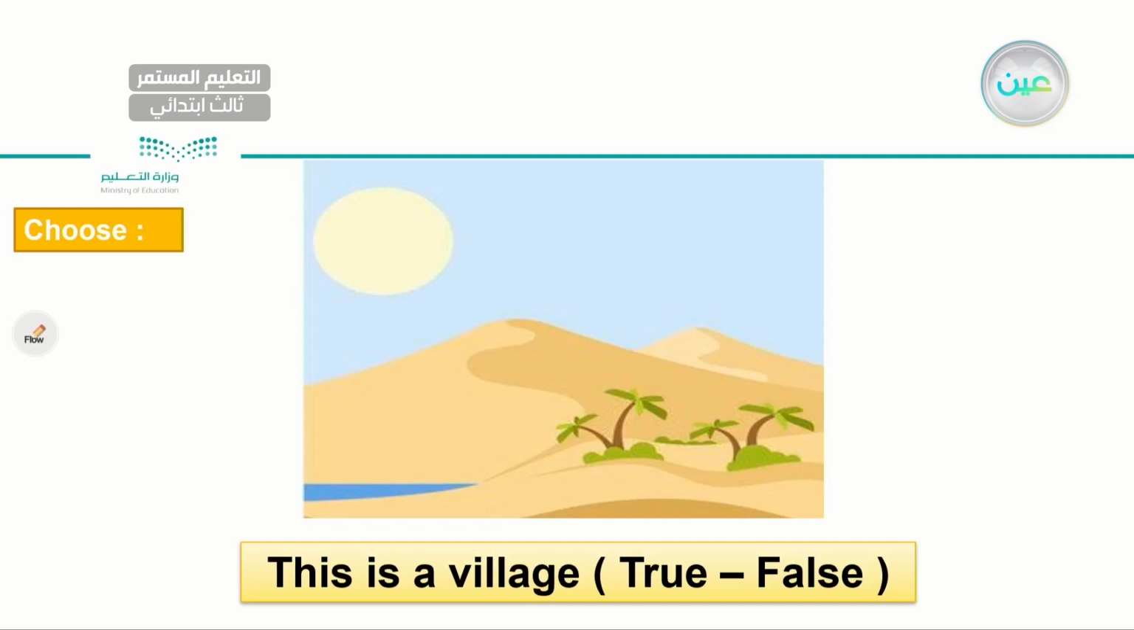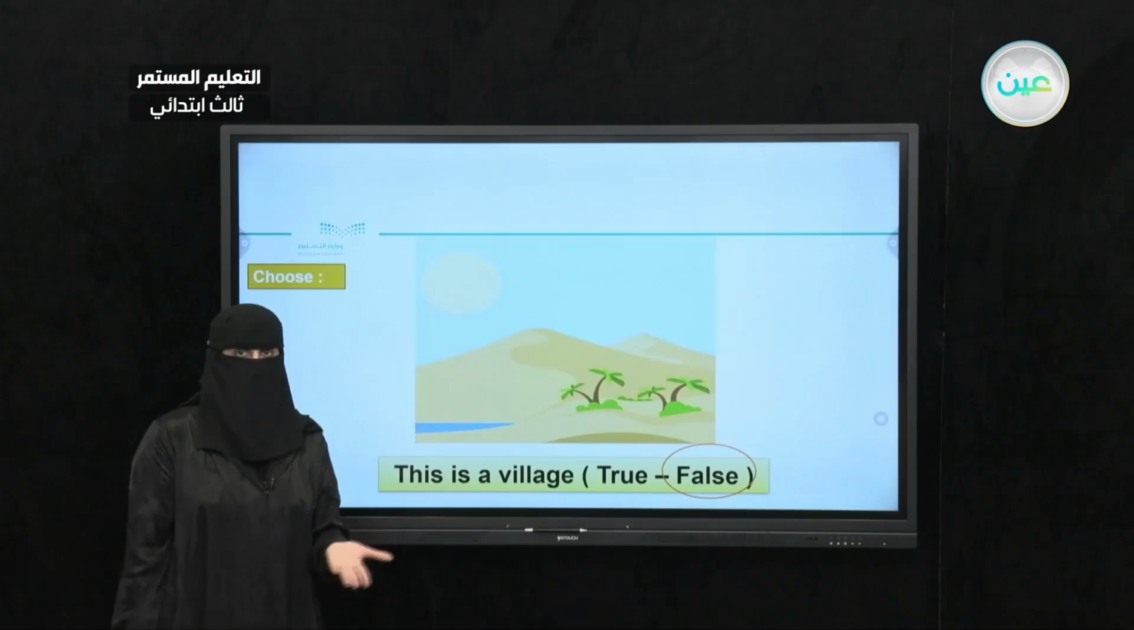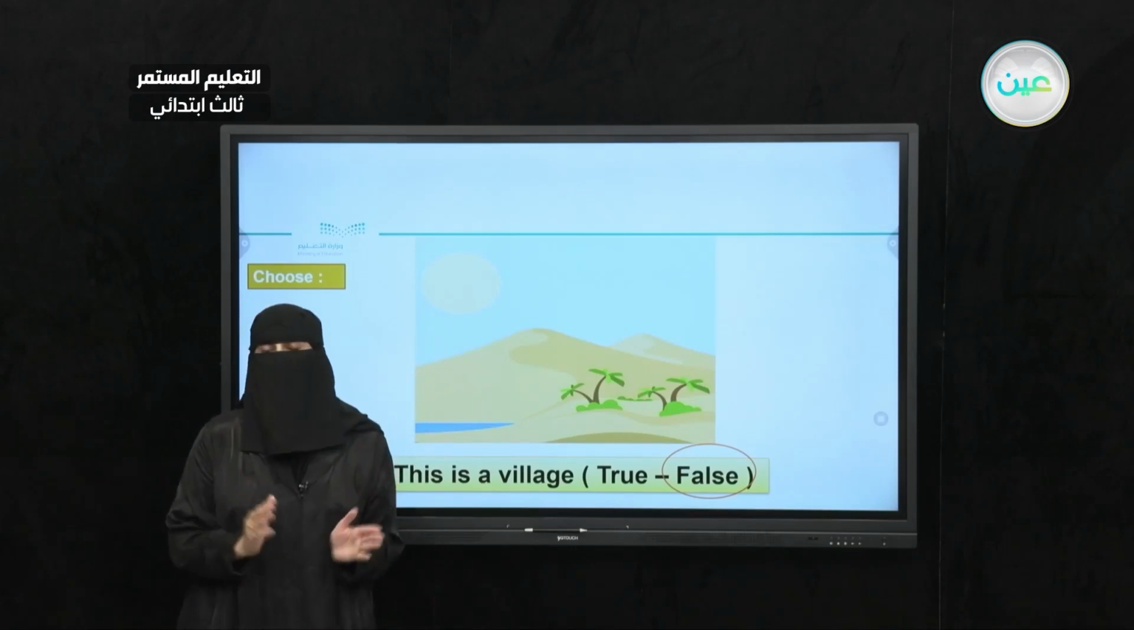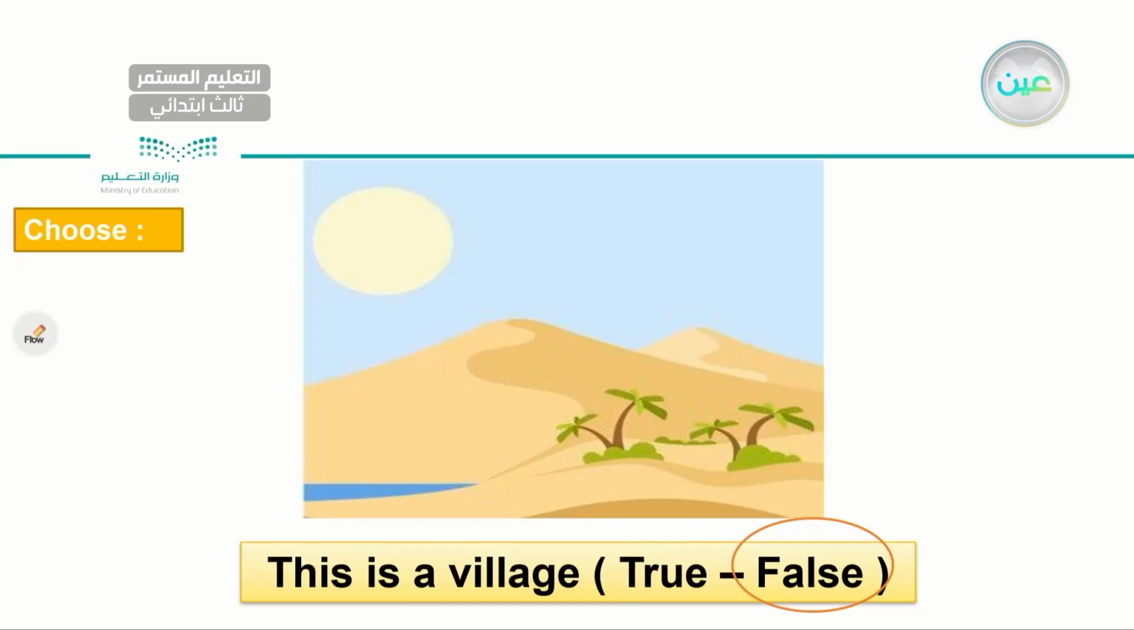Now, let's go to another exercise. How about this one? I need you to tell me if this sentence is true or false. Is it right or wrong? Choose. This is a village. Does it look like a village here? The answer is false. Actually, it's not a village. What is it, my dear student? It is a desert. Very good. So this is a desert.